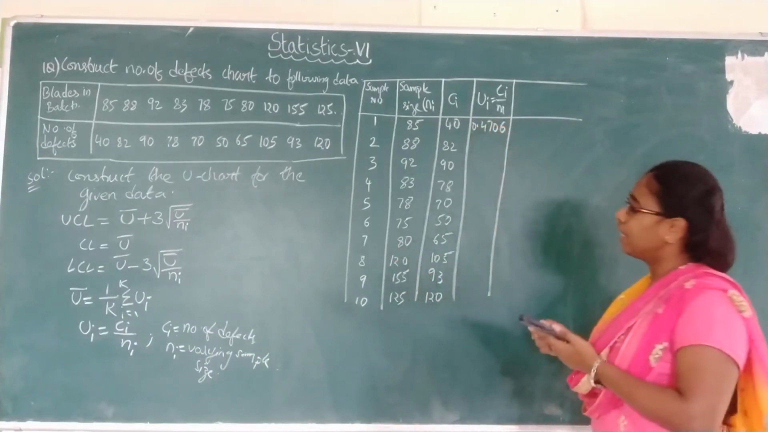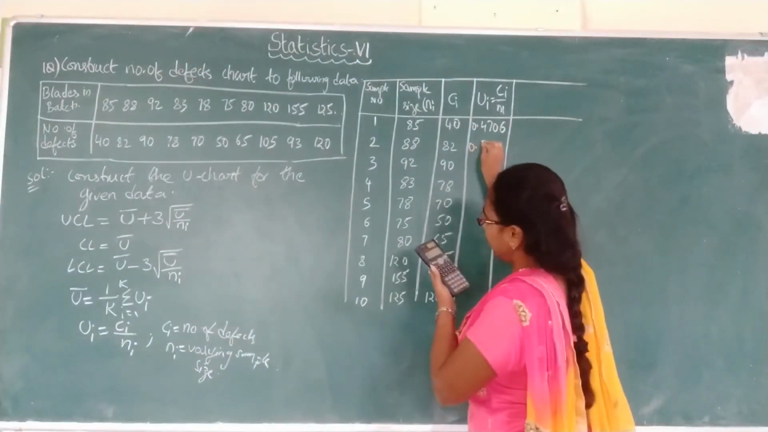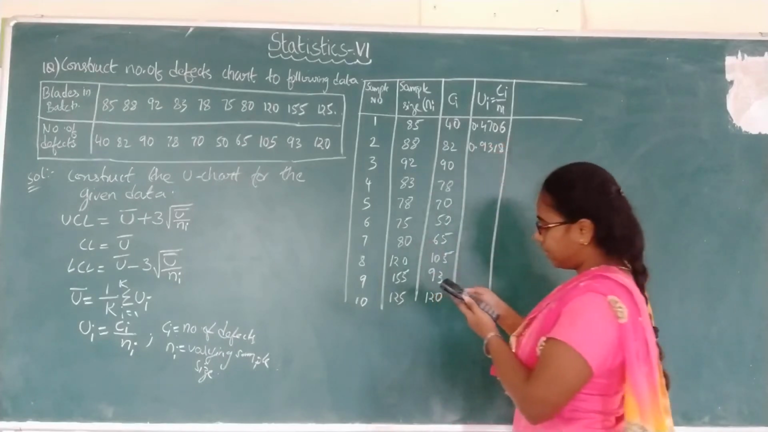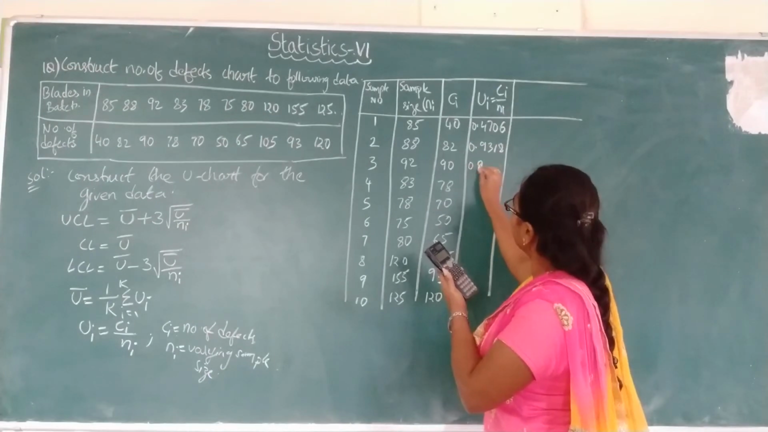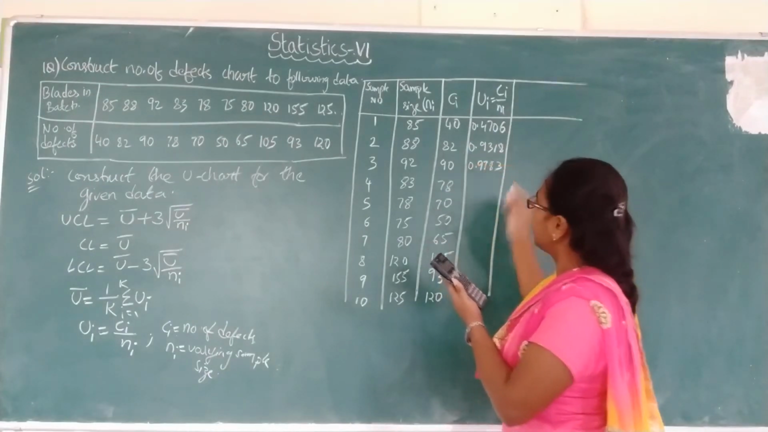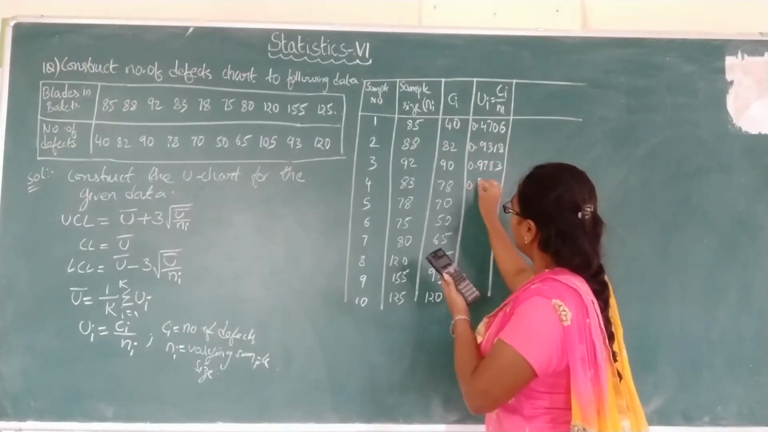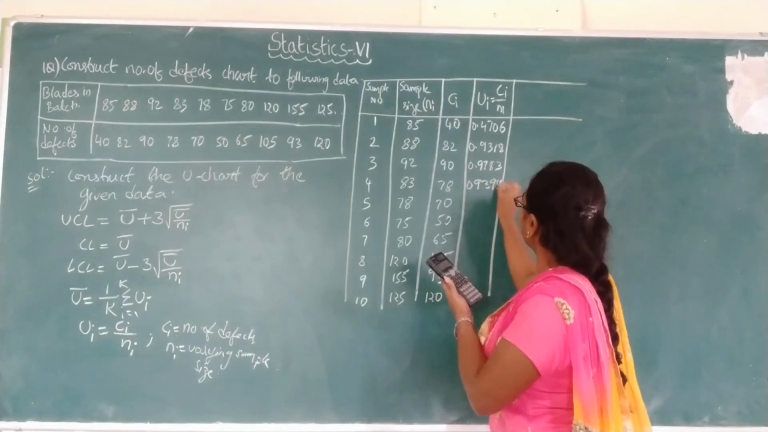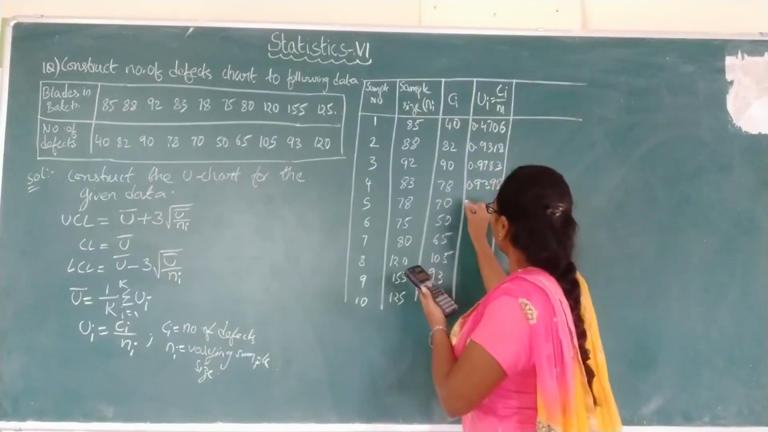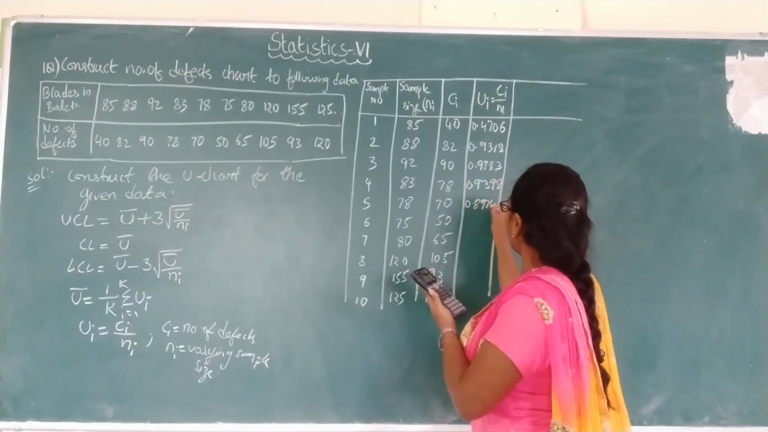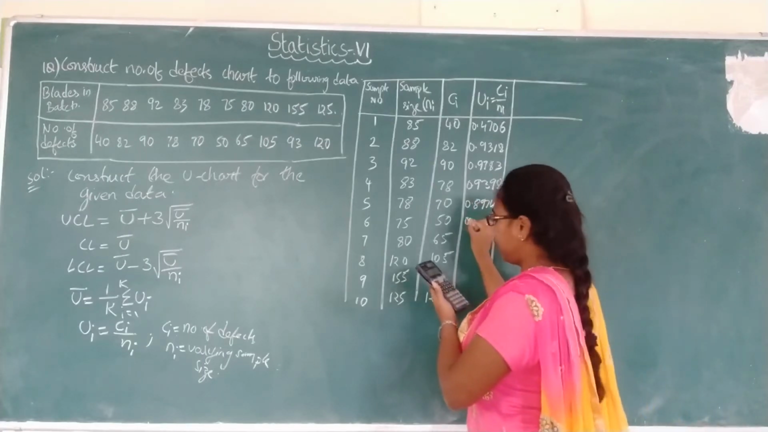Similarly, next one, 82 divided by 88 gives 0.9318. Next, 90 divided by 92 gives 0.9783. Next is 78 divided by 83, which is 0.9398. Similarly 70 divided by 78 is 0.8974. Next, 50 divided by 75 is 0.6667.